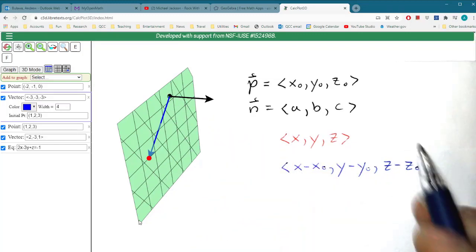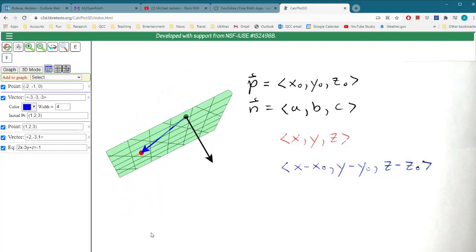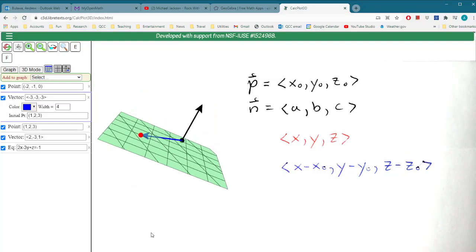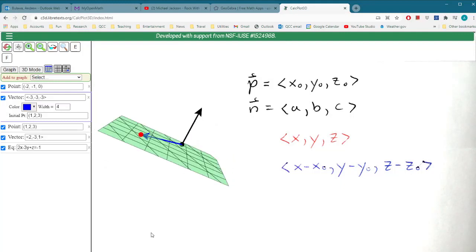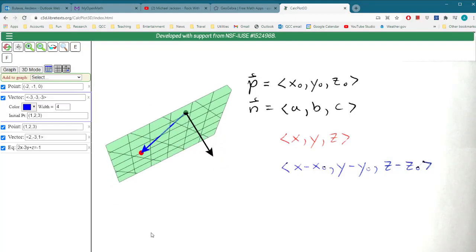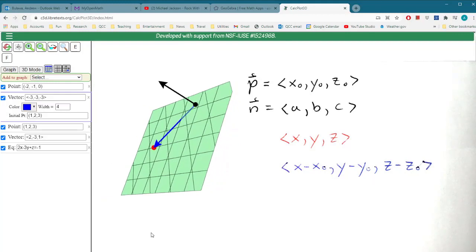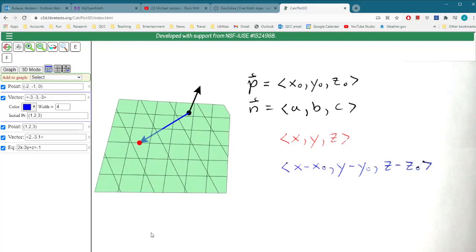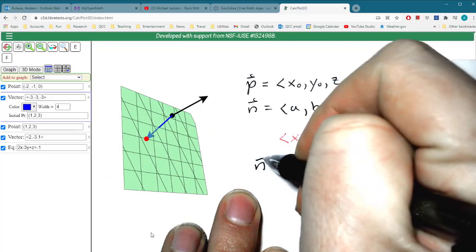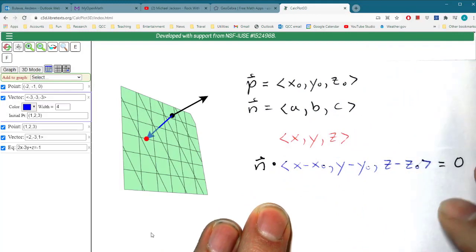Now, what do we know about that vector? Well, we know it lies in the plane, right? It is in that plane. And we know, therefore, that because the normal vector is orthogonal to the plane, the normal vector must be orthogonal, perpendicular, to that vector. And what does that mean? Well, that means that their dot product must be 0, right? So if I take the normal vector and dot it with this thing, I have to get 0 as an answer.